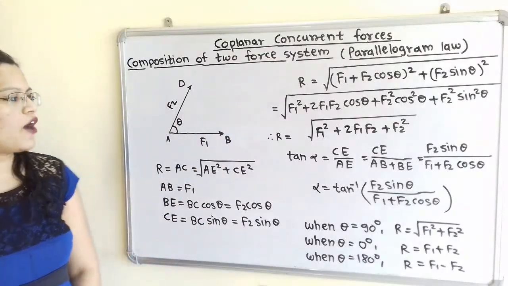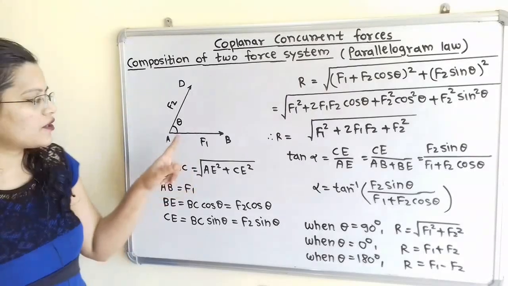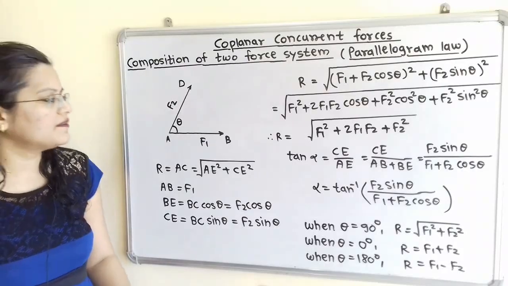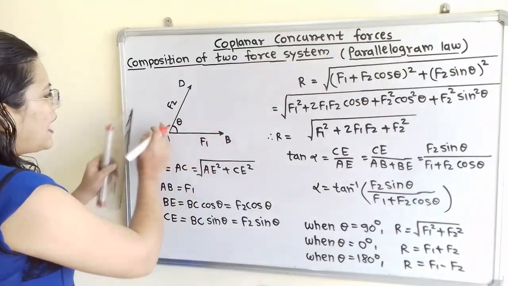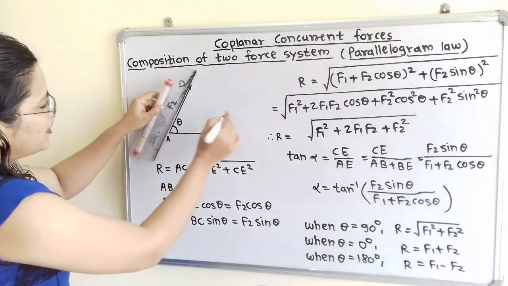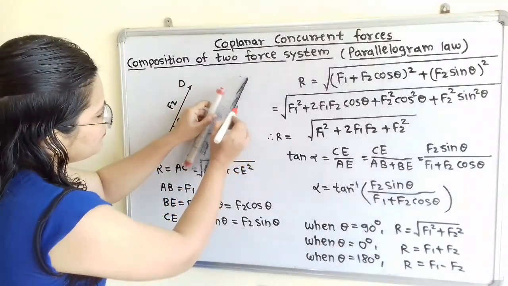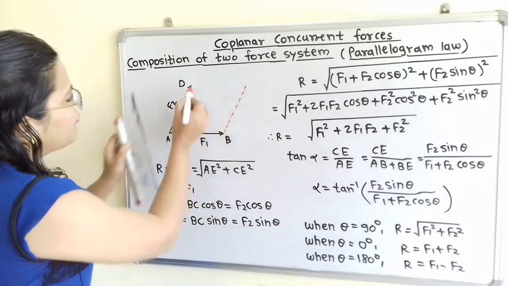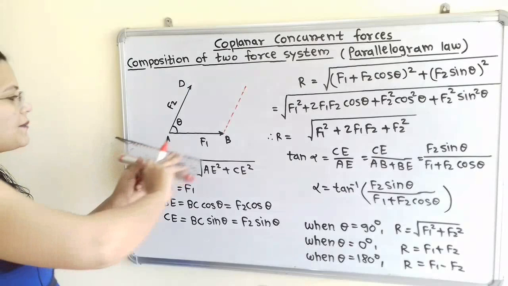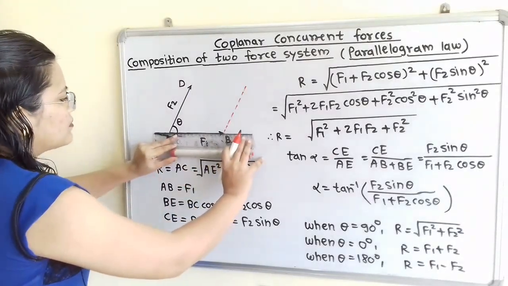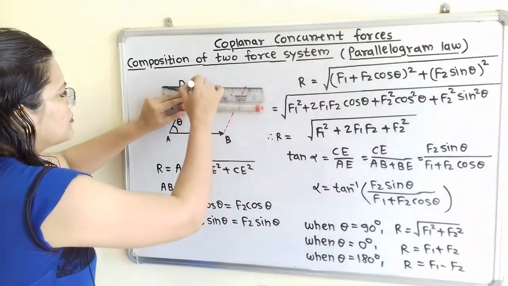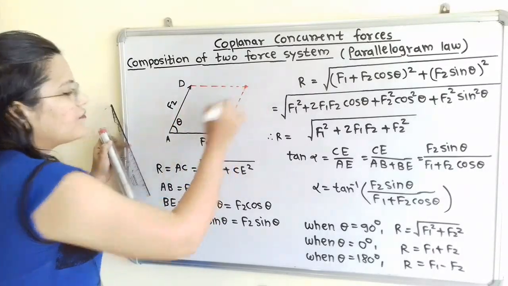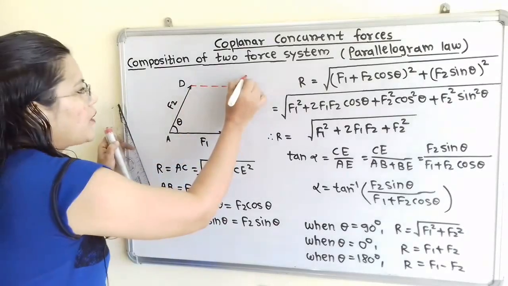Now we have to find out the resultant force for these two forces. So how to find out? We will make one construction. From this point B I will draw a line parallel to F2, and from this point D I will draw a line parallel to F1. Now these two lines intersect at one single point, and this point will be point C.